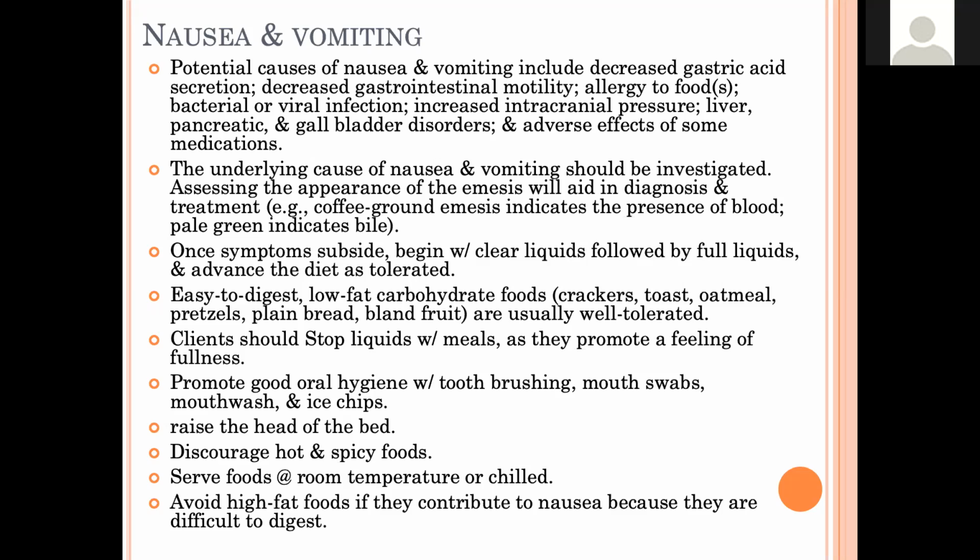You want to discourage hot and spicy foods because they're going to promote more irritation as they come back up. And you want to serve foods at room temperature or chilled. Avoid high fat foods because they contribute to nausea. They contribute to nausea because they're tougher to digest; fats take longer in the digestive system. So this is just your body's way of saying, I want it out. And once it's out, then we should be good to go slowly, step by step.